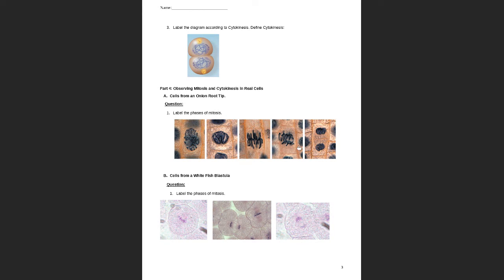Here's the part about the onion root tip and the whitefish blastula, which is an embryo, about labeling the stages. Make sure you read the questions so you know what I want you to label. Last, it's just asking you questions here. I do expect you to answer these questions correctly. They're not answers you can put down right away.